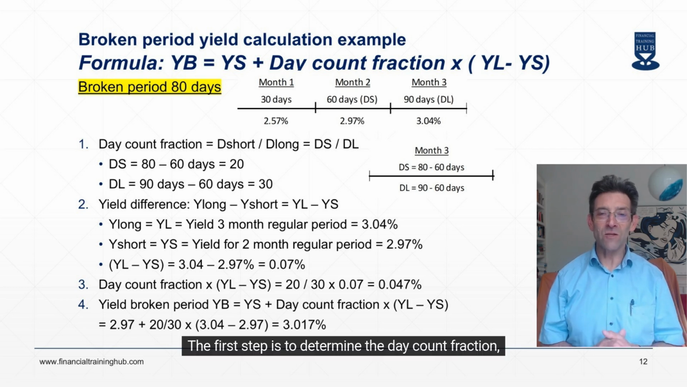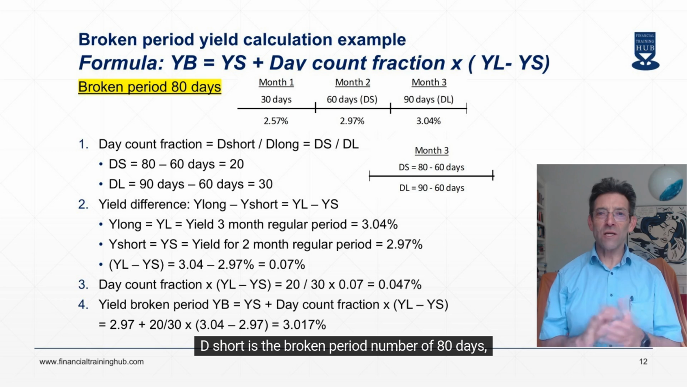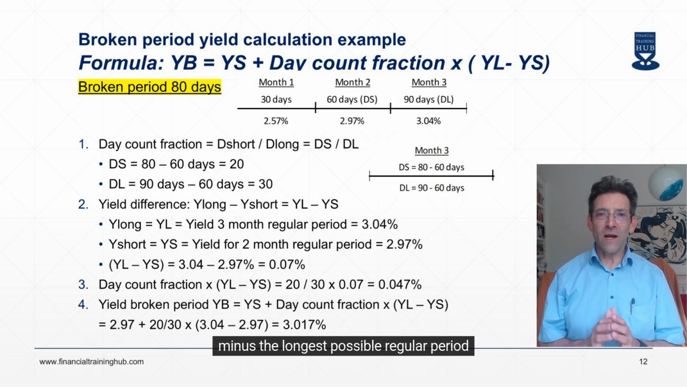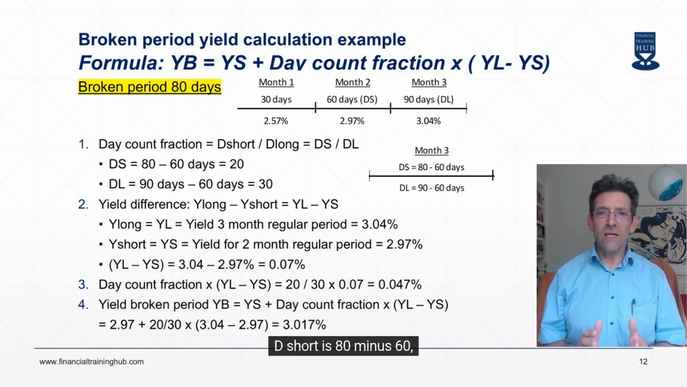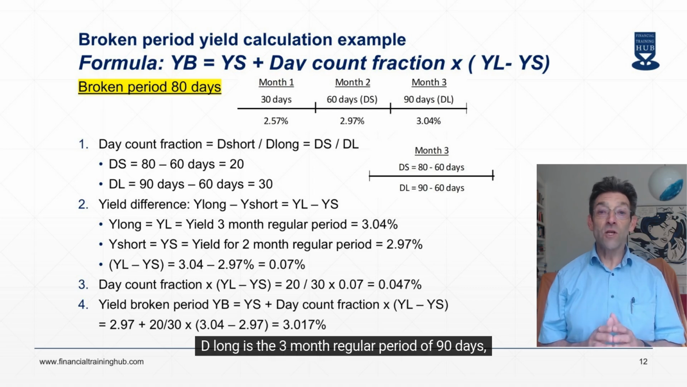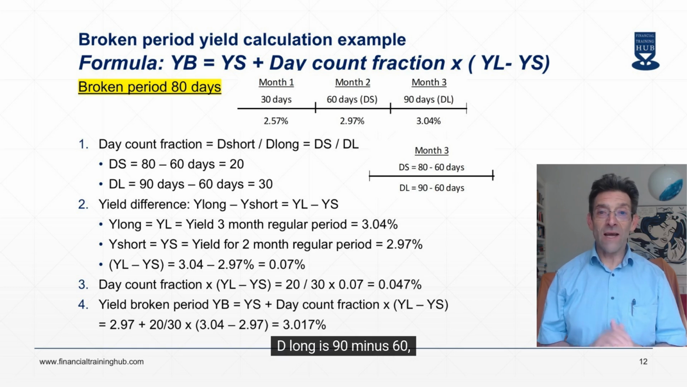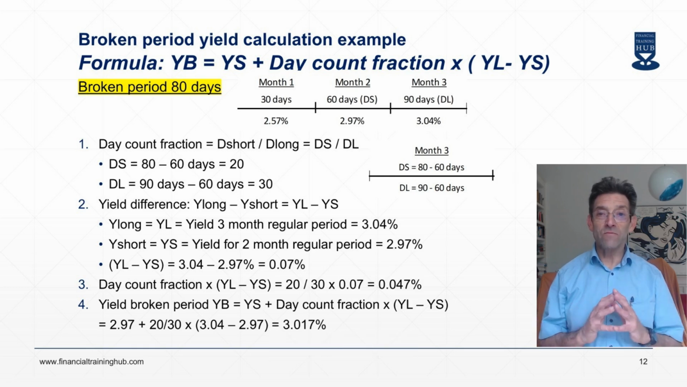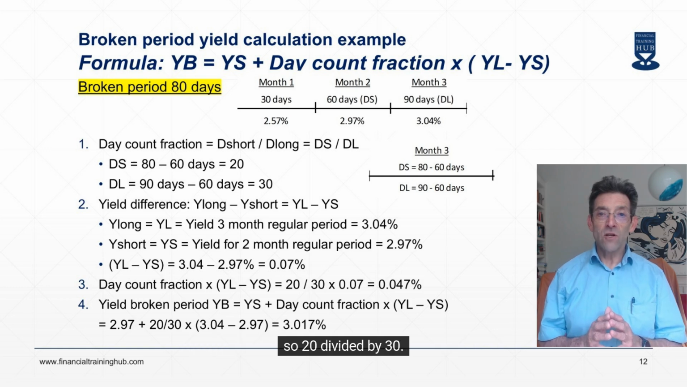The first step is to determine the day count fraction, D short divided by D long. D short is the broken period number of 80 days, minus the longest possible regular period of 60 days for the 2 month period. Therefore, D short is 80 minus 60, so 20 days. In this example, D long is the 3 month regular period of 90 days, minus the 60 days of the regular 2 month period. Therefore, D long is 90 minus 60, so 30 days. The day count fraction is D short divided by D long, so 20 divided by 30.